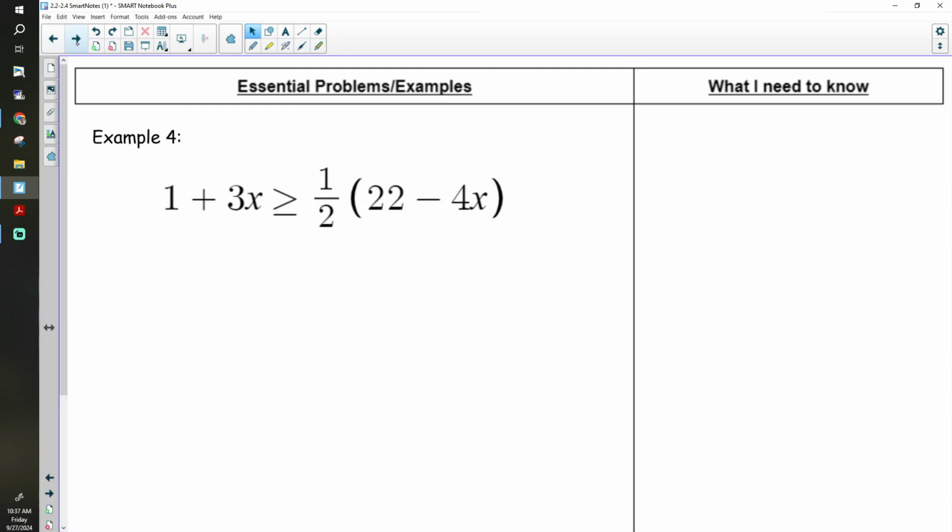Ready, go! Example 4. Why are you yelling? Do example 4.